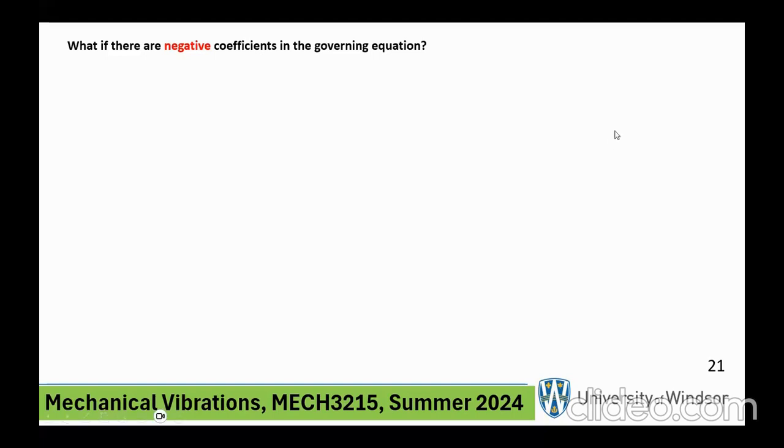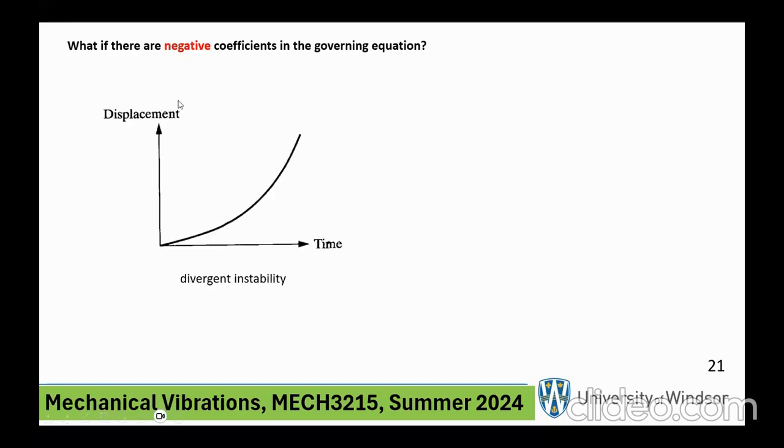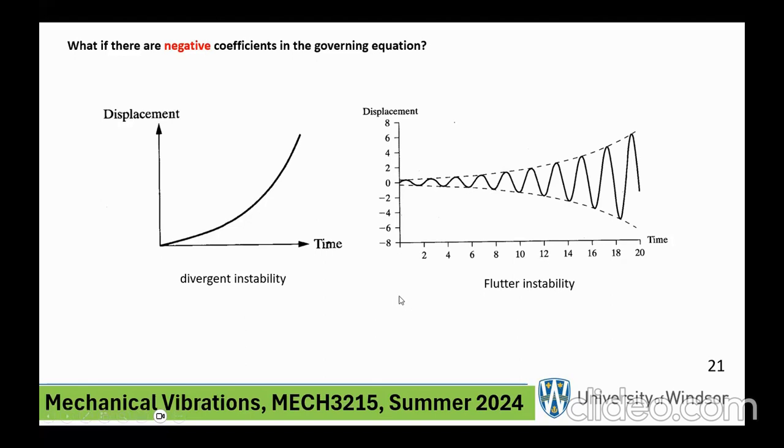We did that on Tuesday. So the moral of the story is that if as time goes on, the displacement grows unboundedly, grows and never stays within a certain range, this is what we have called divergent instability. Another situation is flutter instability, where the solution oscillates and grows unboundedly. Please look.